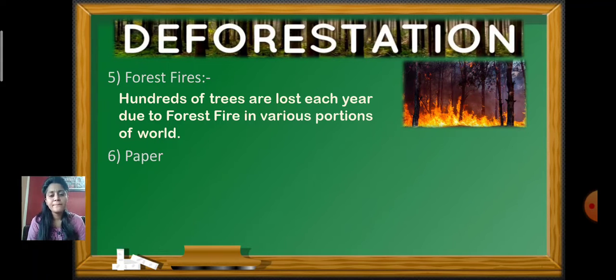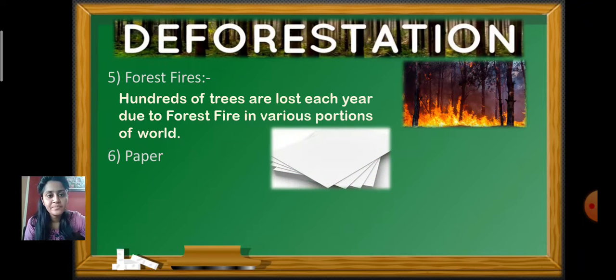Let's see the next cause, paper. Paper is our need, but we can reduce our use of paper. Paper also causes deforestation. Suppose you are writing something on a page, and if something is wrong, then you throw the whole page. Many people do this. This can be reduced. We should save trees.